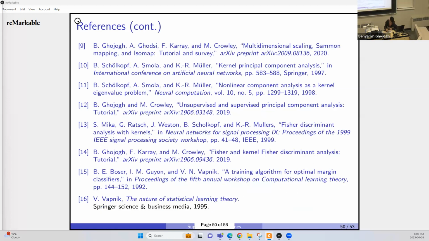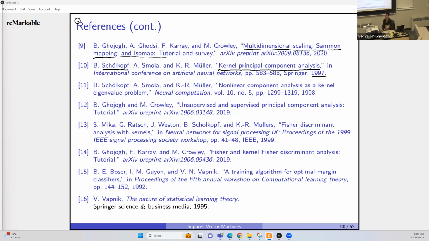Then this one is our tutorial on isomap. Do you remember I told you about isomap a bit? Multidimensional scaling, isomap, and these things. These are nonlinear algorithms. Kernel principal component analysis. This is the paper which proposed kernel PCA in 1997 by Scholkopf et al.